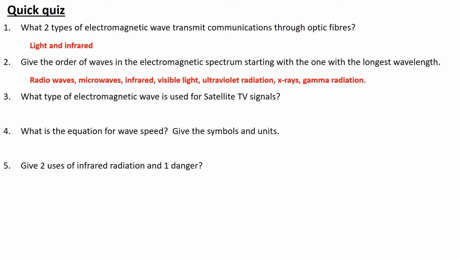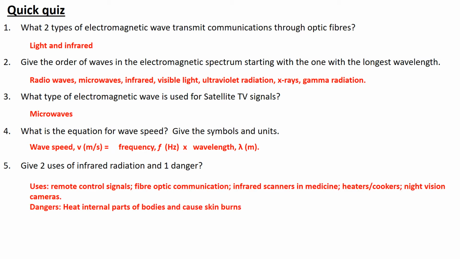Number 3, what type of electromagnetic wave is used for satellite TV signals? Microwaves. What is the equation for wave speed? Keeps coming up time and again. So this time, wave speed equals frequency times wavelength. 2 uses of infrared radiation and 1 danger. Uses: remote controls, fibre optic communication, infrared scanners, heaters, cookers, night vision, cameras. And dangers are heat internal parts of the body and can cause skin burns.